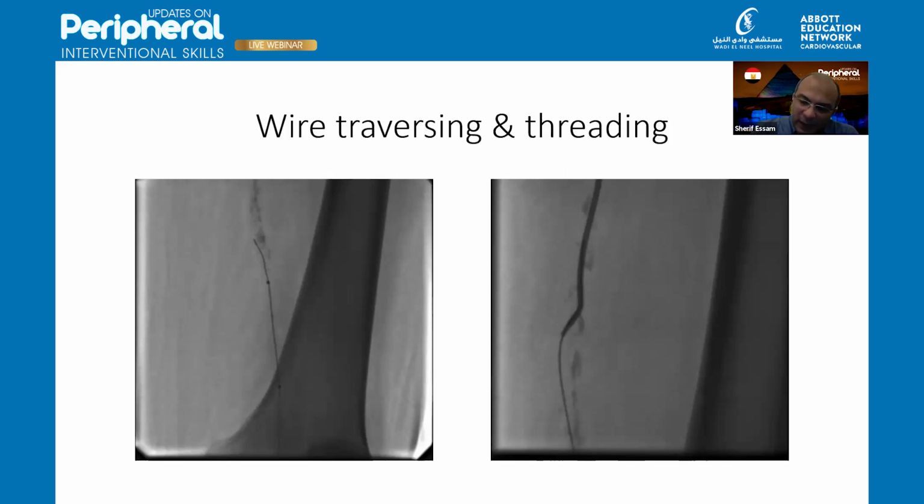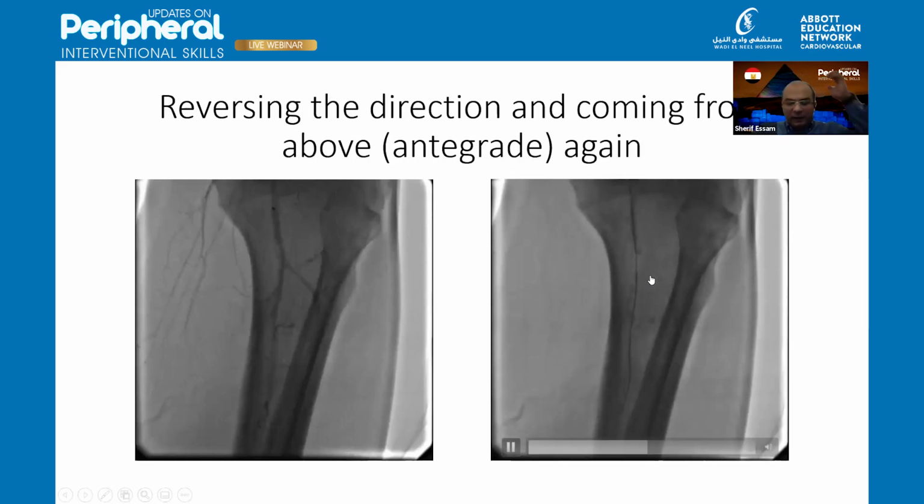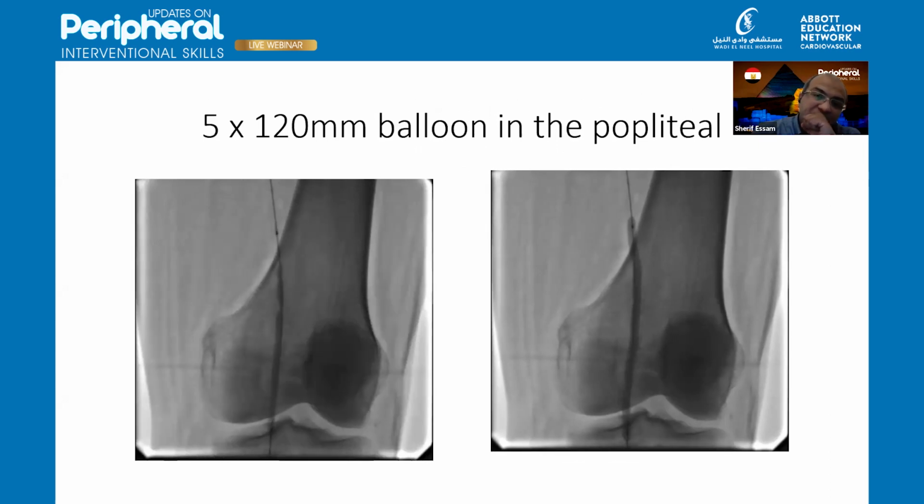After the wire traversed the lesion from below and we snared the wire, or threaded it into the Bernstein catheter from above, we reverse our direction and come from above again from the antegrade access. Initially the antegrade traversal was very cumbersome and hard, but once we threaded our wire and snared it from the other side, we can easily reverse our equipment and come from above.